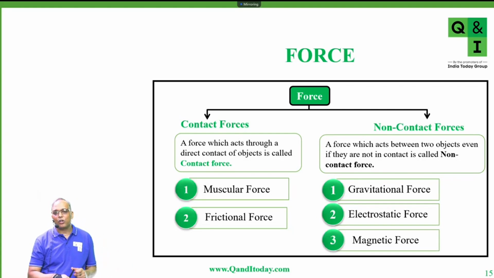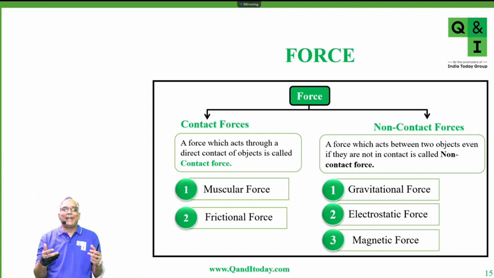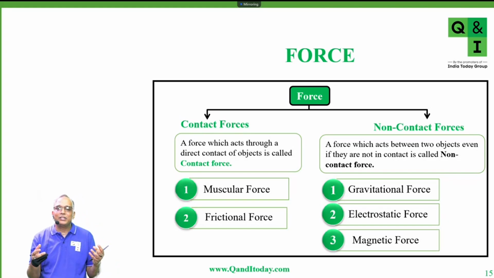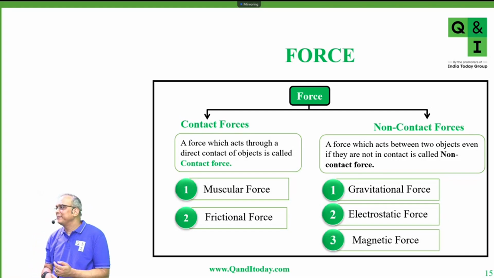Third example of non-contact force is magnetic force. As I said, if you bring two magnet poles together, even if they are not in contact with each other, when you bring them near, either it will attract or there will be a repulsion, depending on whether the poles are like or unlike. If it is unlike poles, there will be attraction. If like poles come near each other, there will be a repulsion. Clear, students?